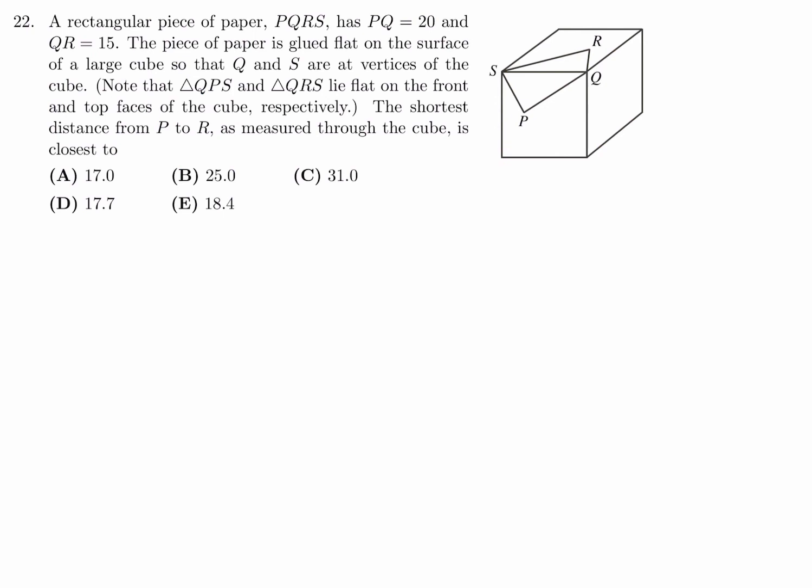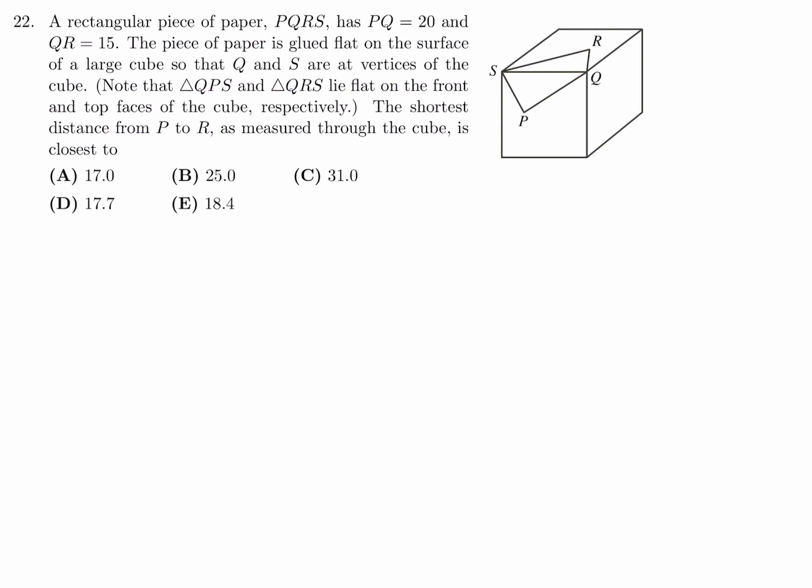A rectangular piece of paper, PQRS, has PQ equal to 20 and QR equal to 15. The piece of paper is glued flat on the surface of a large cube so that Q and S are at vertices of the cube. Note that QPS and QRS lie flat on the front and top faces of the cube respectively. The shortest distance from P to R as measured through the cube is closest to.